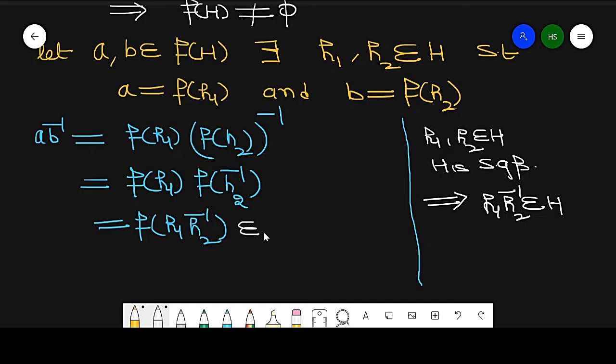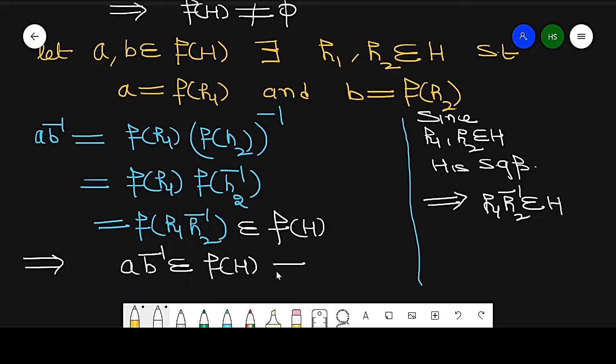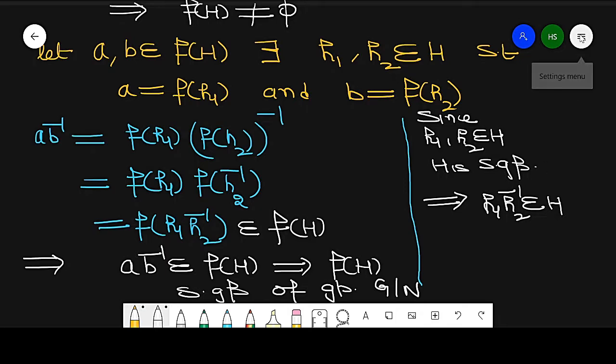So it means this belongs to f of H. So if this belongs to f of H, then it implies a b inverse belongs to f of H. So it implies f of H is a subgroup of group G by N. So here I prove that this f of H is a subgroup of group G by N. This means that if H is a subgroup, then its image is also a subgroup.